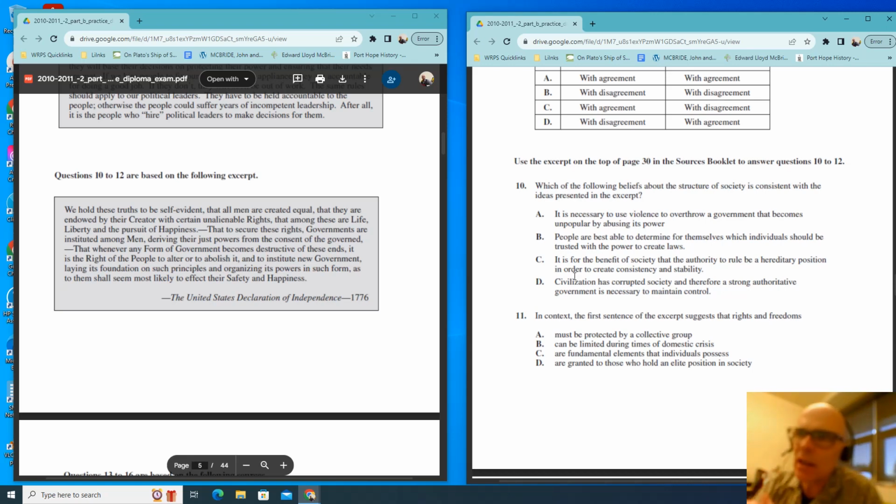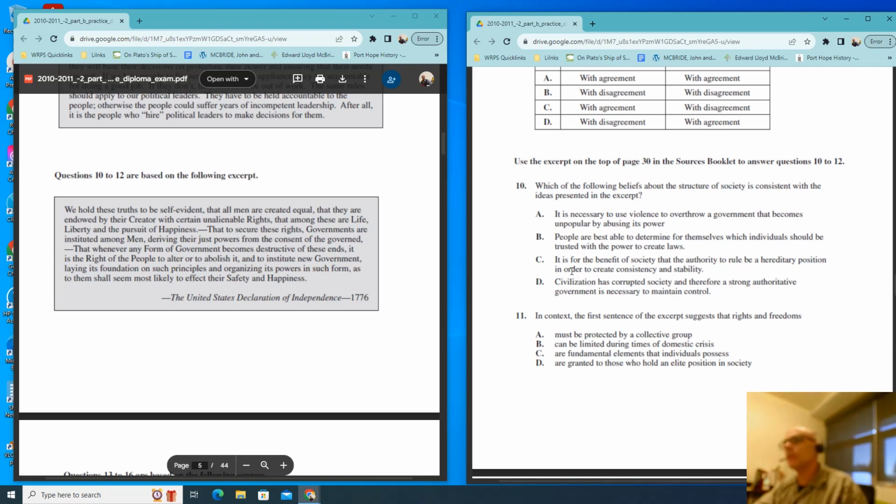I don't want to be lazy here, but I look at it's from the U.S. Declaration of Independence. The United States is a democracy. The answer is going to be B, right? Like, come on. But you can read through the source. We hold these truths to be self-evident, that all men are created equal, that they are endowed by their Creator with certain unalienable rights, and among these are life, liberty, pursuit of happiness. That to secure these rights, governments are instituted among men, deriving their just powers from the consent of the people. Government gets their consent from the people. That's a democracy.